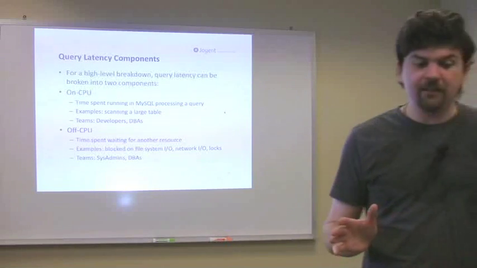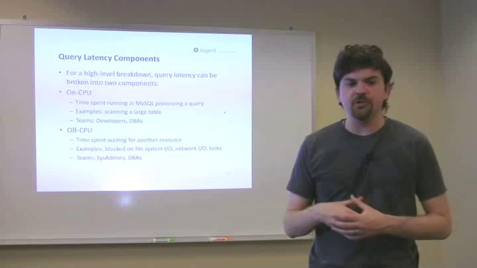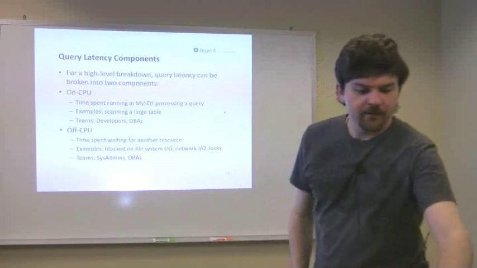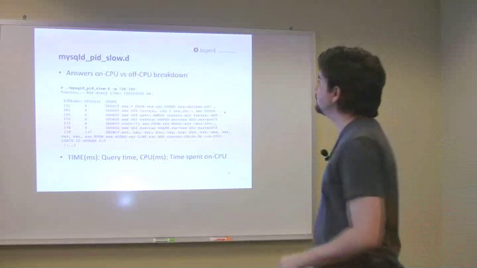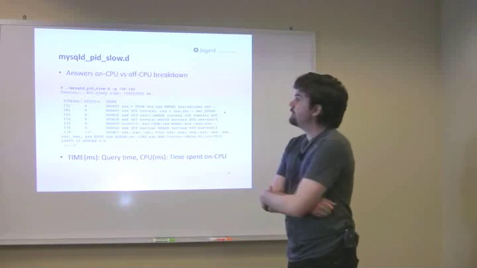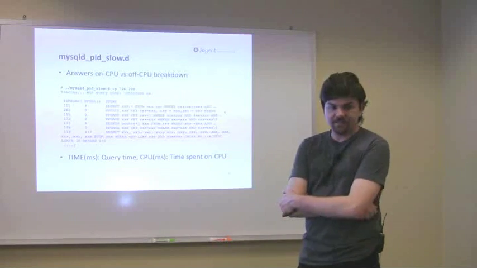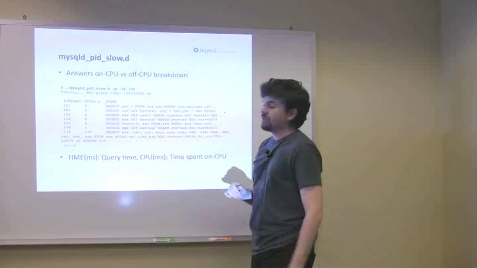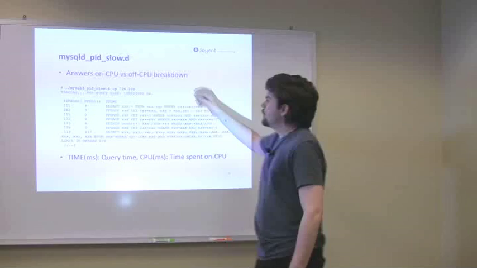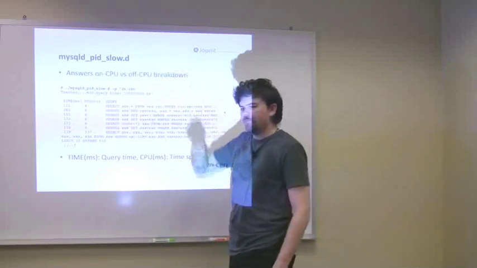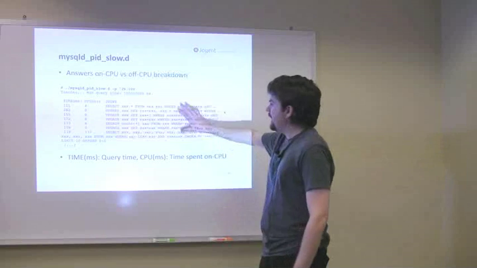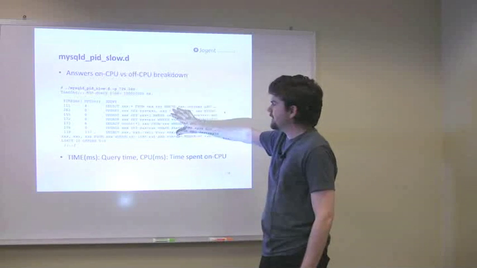But that's particularly useful because when you have these issues, being able to know which team should pick it up gives you an excellent starting point. MySQL PID slow.d is a script I wrote that does this. It's on my blog. It answers the on-CPU versus off-CPU breakdown. When you run it, and I won't run this one on production because it will print out customer data. Here, this output I've redacted with XXX's.